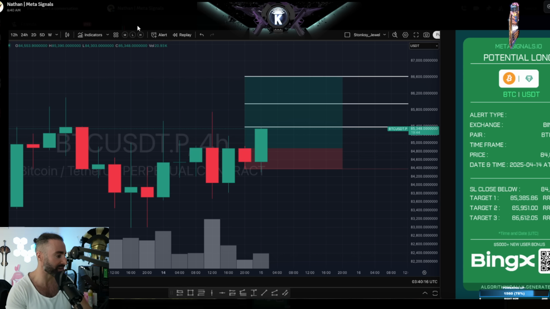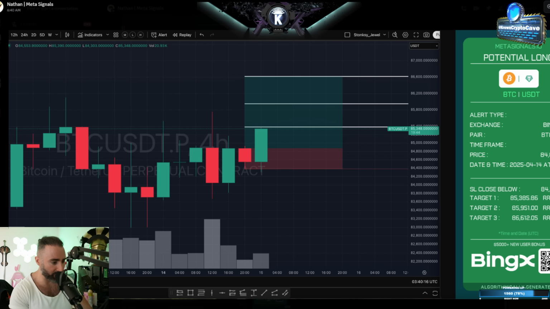When we go over here and check out the MetaSignals setup, this one actually we did not show yesterday. We did show the daily, and I'll go back to it in just a moment. This one fired off on a 4-hour time frame at a price of 84,870, somewhere around there, and it does give us targeted regions of interest.